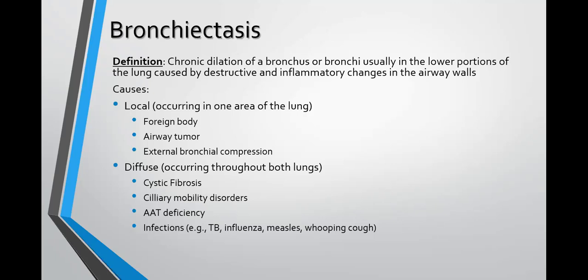Diffuse means it's diseased, right? It's throughout the whole lung. So if it's diffuse, it's caused by some type of disease, right? And that would be cystic fibrosis, ciliary motility disorders, also alpha-1 antitrypsin deficiency, and then infections like tuberculosis, the flu, measles, whooping cough. All those things could be the cause of diffuse bronchiectasis.